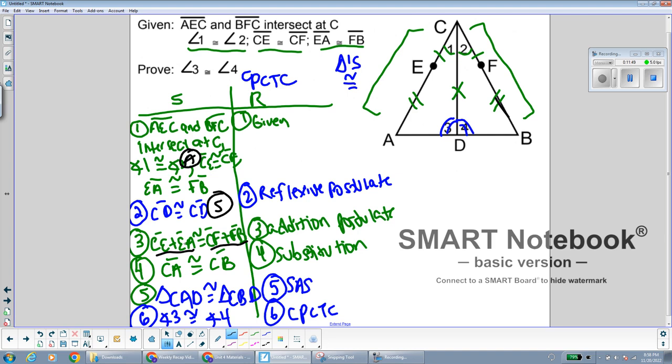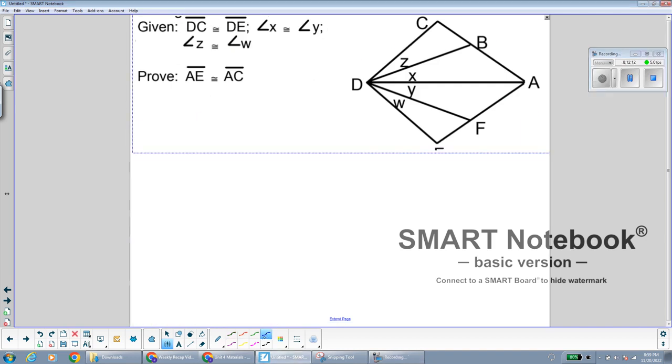Since this plus this is this, and this plus this is this, we are substituting the addition with what it actually is. So that's the substitution postulate. Now we have the two triangles congruent by side, angle, side, angle, side. So once the triangles are congruent, we know that their corresponding angles 3 and 4 are also congruent due to CPCTC.